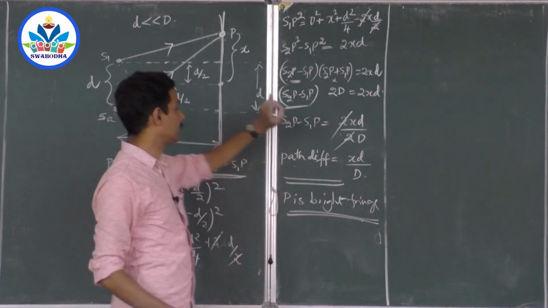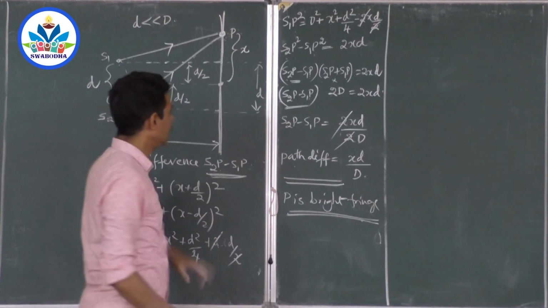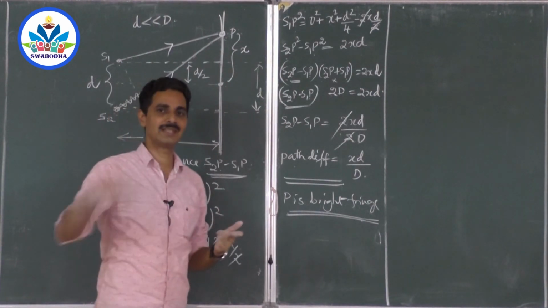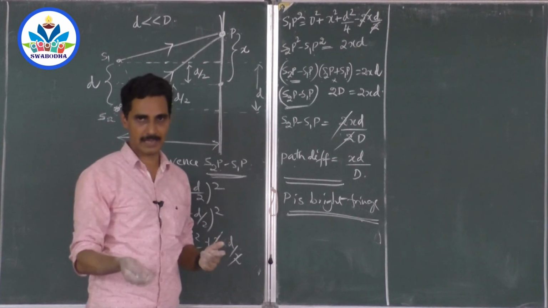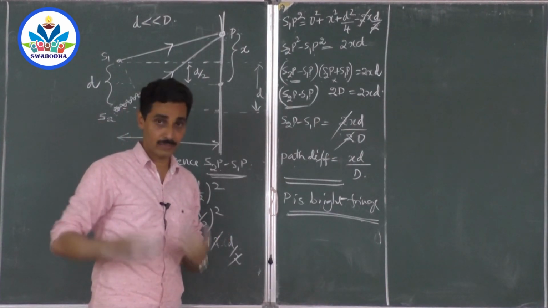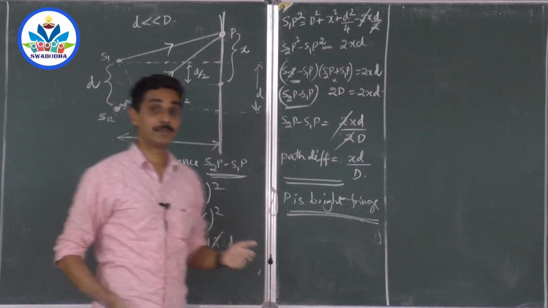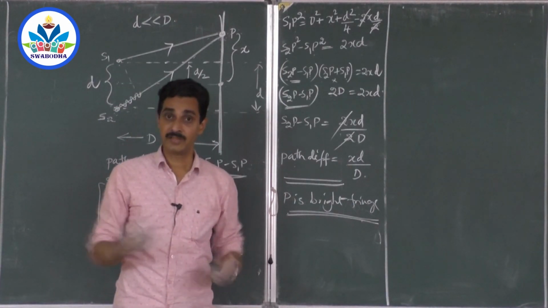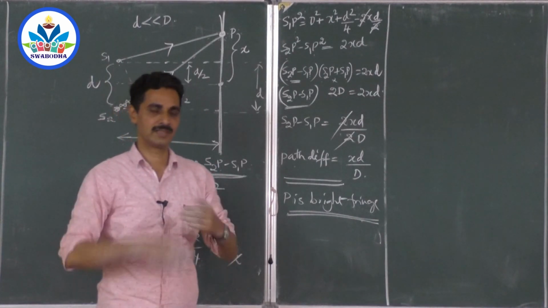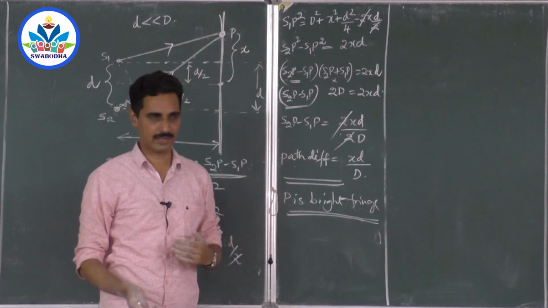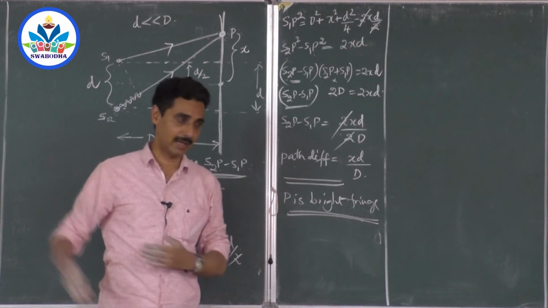If it is the first bright fringe, what is the condition? It is 1 lambda. If it is the second bright fringe, 2 lambda. If it is the third bright fringe, 3 lambda. You are going on adding 1, 1, 1. If it is the nth bright fringe, n lambda. Suppose it is the next bright fringe, n plus 1 lambda. If it is the 9th one, 9 lambda path difference. If it is the 10th one, 9 plus 1, 10 lambda.